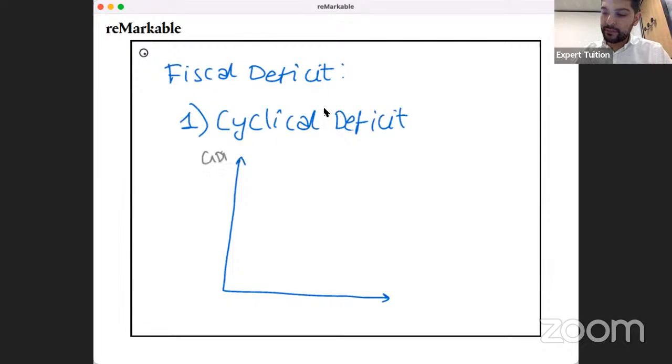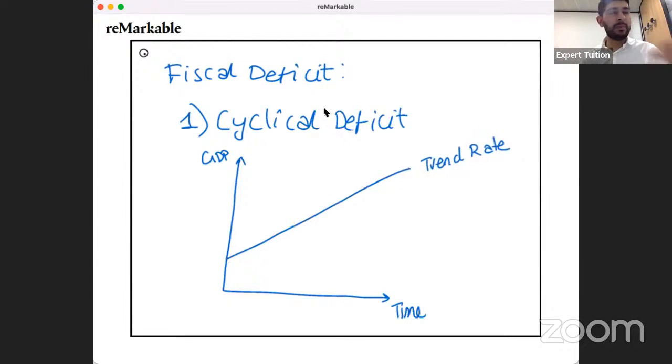So you've got GDP over here, and we have time over here. Every single economy has what we call the trend rate of growth, which is what it's expected to grow at on an annual basis if everything's going according to plan. So this is the trend rate. As an example, the UK economy tends to grow on average since World War II about 2 to 2.5%, which is roughly our trend rate of growth.